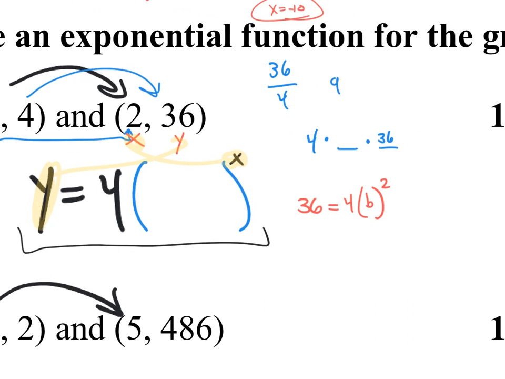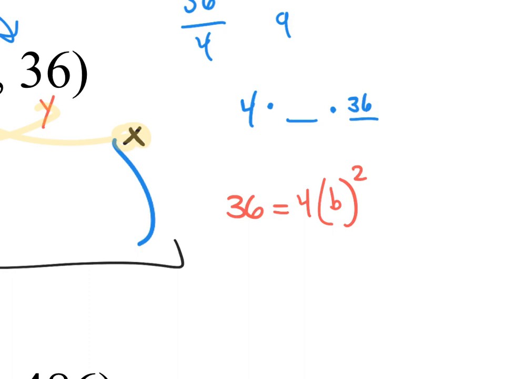So if we substitute this x here and this y here, we can set this up as a solvable equation. And what we would do now is we would divide both sides by 4, and we'd get that 9 is equal to b squared. And when we square root both sides, we're going to get that b is equal to 3.